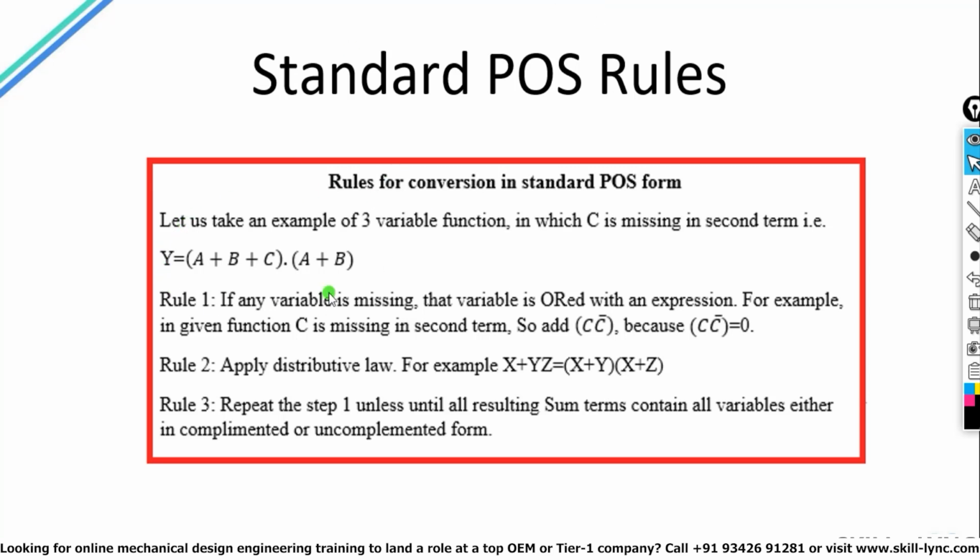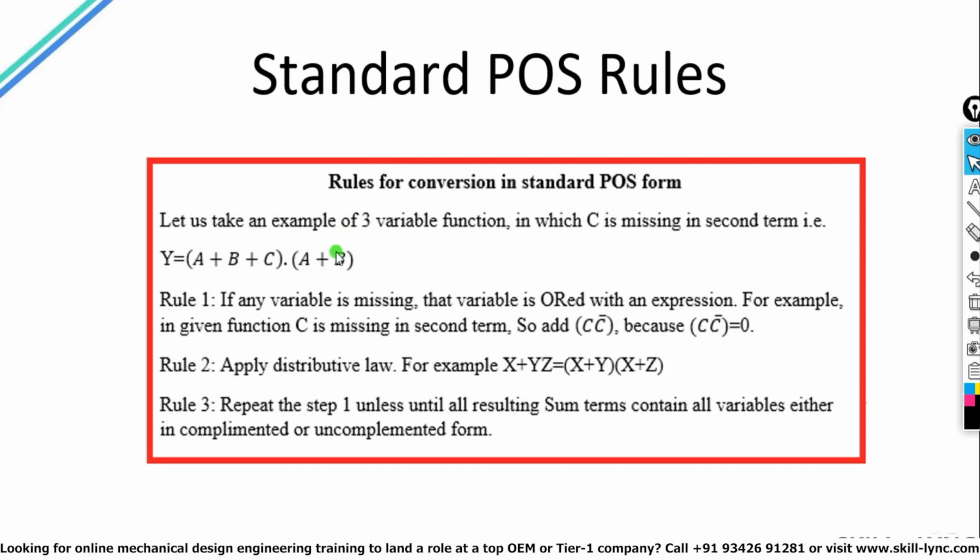Now see, just like this function y equal to A plus B plus C into A plus B. Now what is happening over here? In A plus B plus C, it indicates that there are 3 variables. But in A plus B, C is missing. So the second step is to identify the missing variable. Because a missing variable is there, it indicates it is an unstandard form. That's okay, but we have to make it standard. So first of all, find out the missing term. The missing term is C.